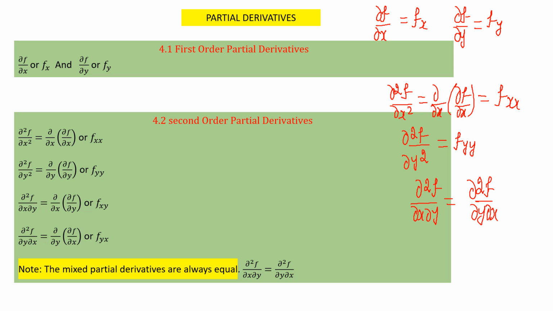Mixed partial derivative means I can differentiate one time with respect to x and I can differentiate one time with respect to y. Please remember, in any partial differential equation, the mixed partial derivatives are always equal. That means if I perform the first derivative with respect to x, second with respect to y, or if I perform the derivative first time with respect to y, second time with respect to x, both will give you the same answer. The first one we denote as f xy, and the second one we denote as f yx. Okay, so this for this and this for this.